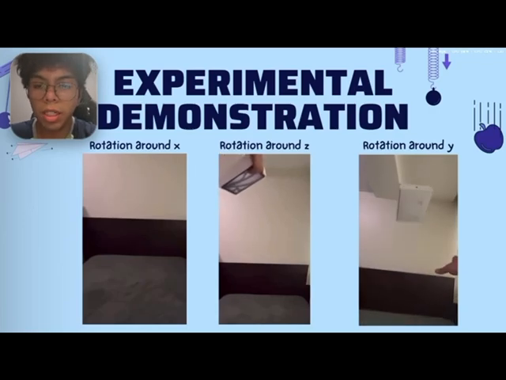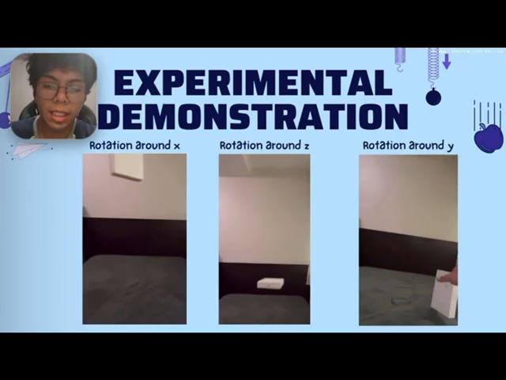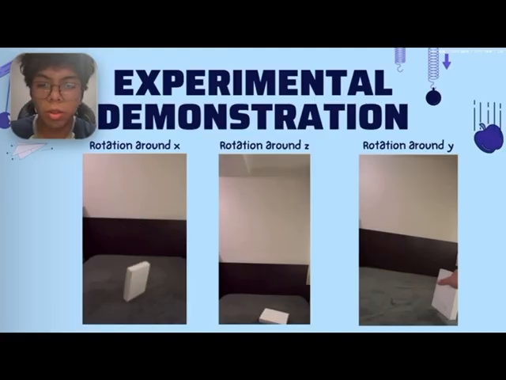For the experimental part, we launched the box around its 3 principal axes. Around the x-axis and the z-axis, the rotation was relatively stable. However, when the box rotated around the y-axis, it changed its orientation and tended to flip. This demonstrates the instability around the intermediate axis.